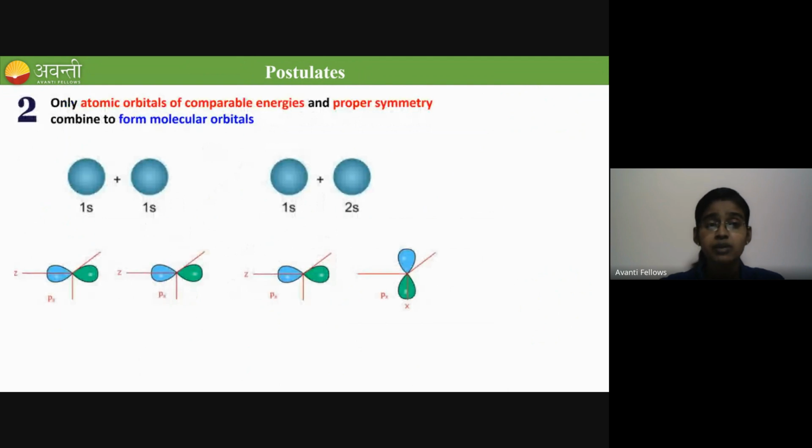Only atomic orbitals of comparable energy and proper symmetry combine to form molecular orbitals. Not all orbitals will combine, only those of comparable energy, like 1s and 2s, 2s and 2p. So 1s and 4s will not combine to form a molecular orbital. The energy difference should be small, and the symmetry should be proper. Then only they will form. If one orbital is like this, and the other s orbital comes like this, they will not form the molecular orbital.